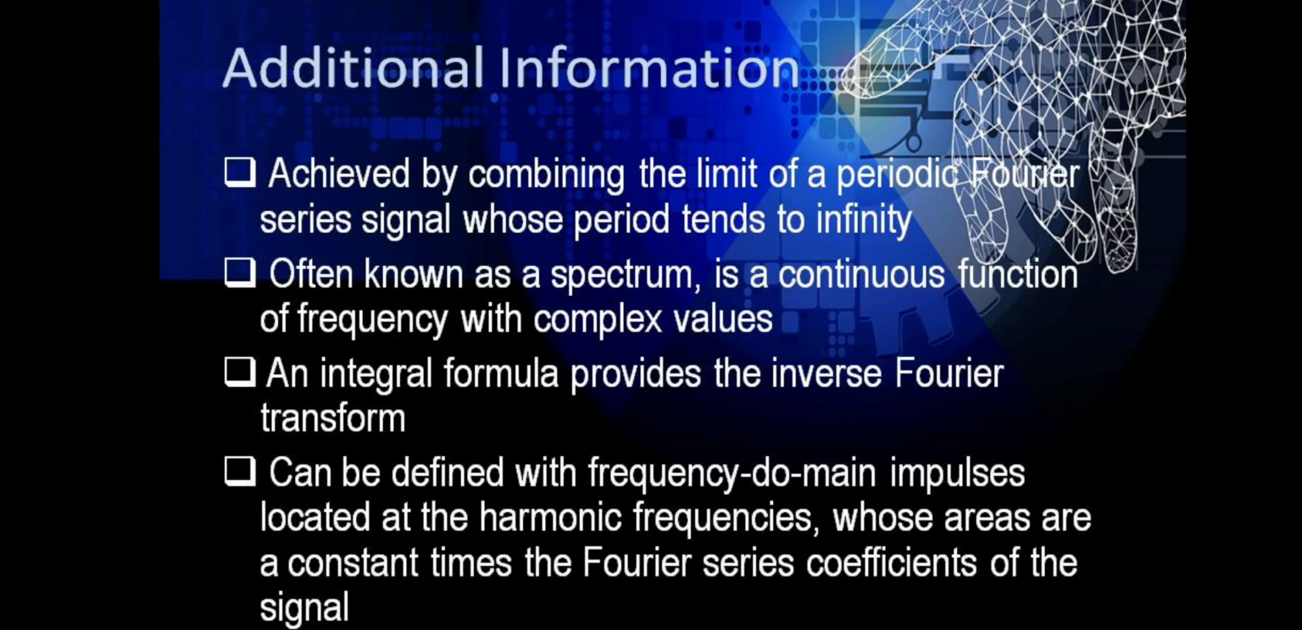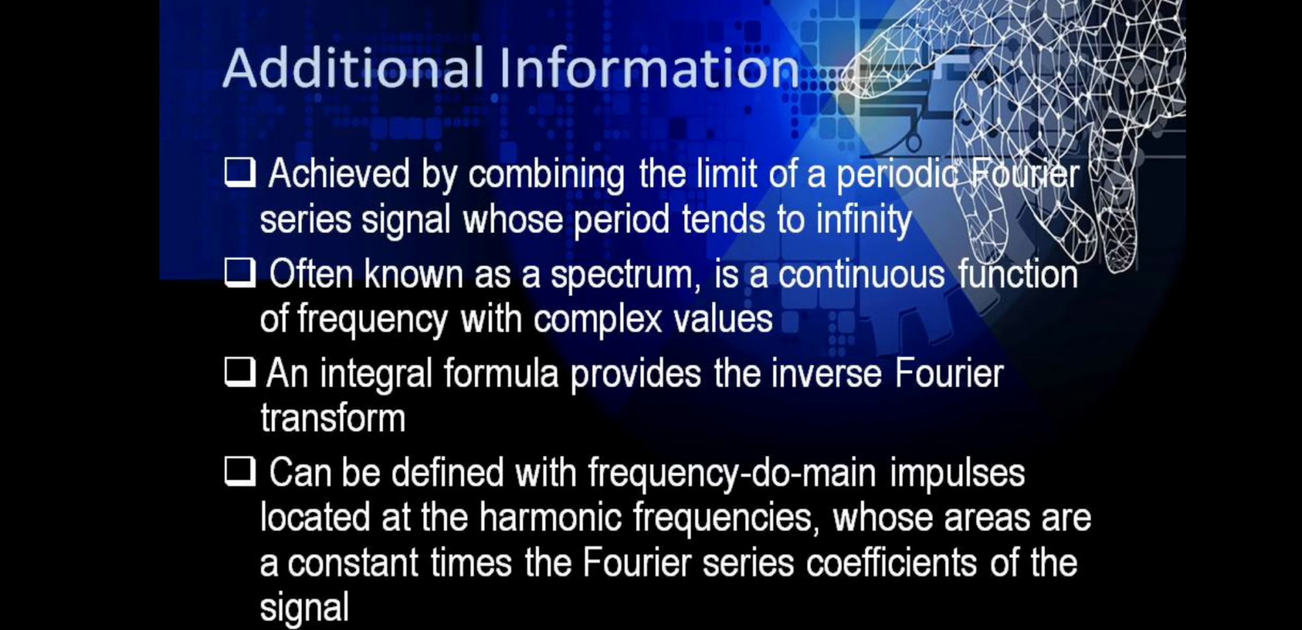Here is some additional information for the introduction of Fourier transform. The Fourier transform was achieved by combining the limit of a periodic Fourier series signal whose period tends to infinity. Classes of signals with a Fourier transform include signals with finite energy and signals meeting the Dirichlet conditions. In most circumstances, a signal's Fourier transform, often known as a spectrum, is a continuous function of frequency with complex values. Both its magnitude and phase are often plotted independently.